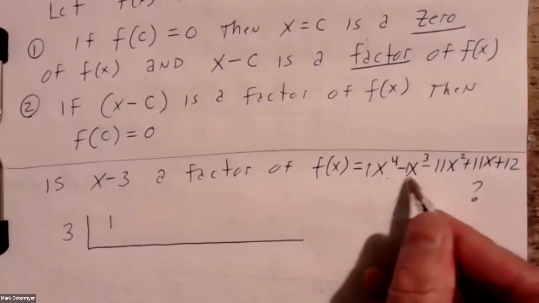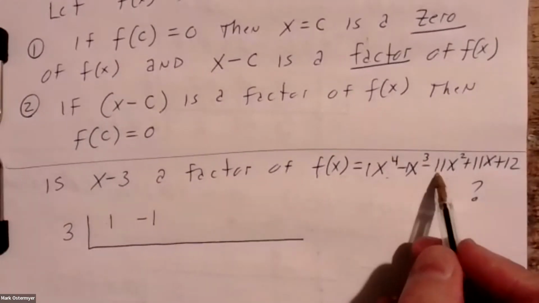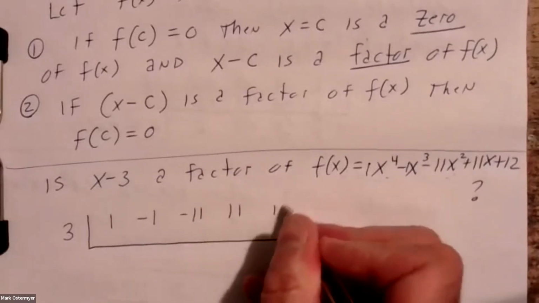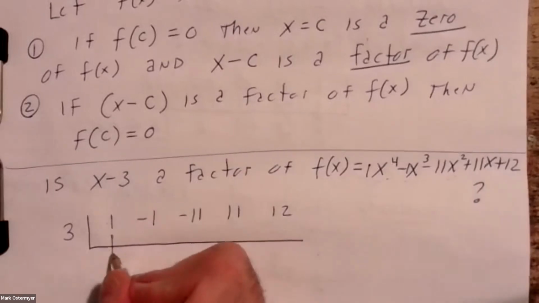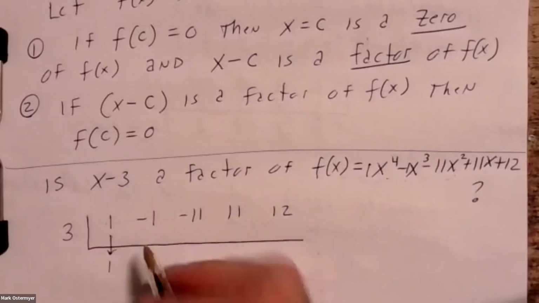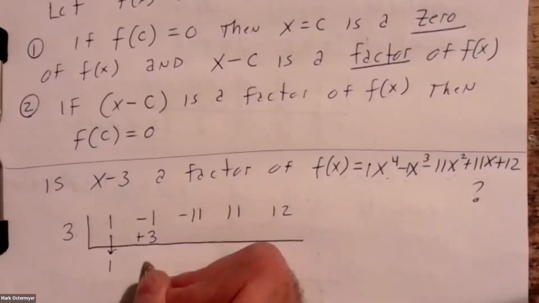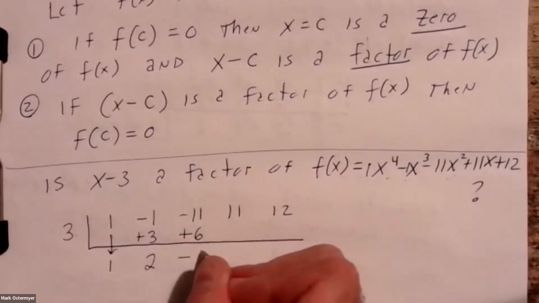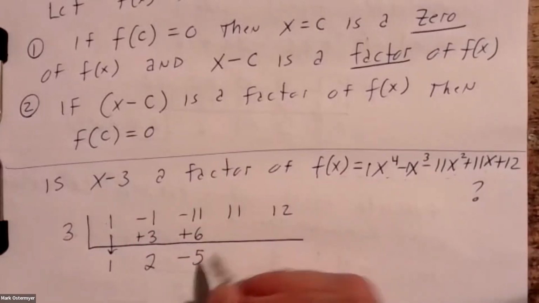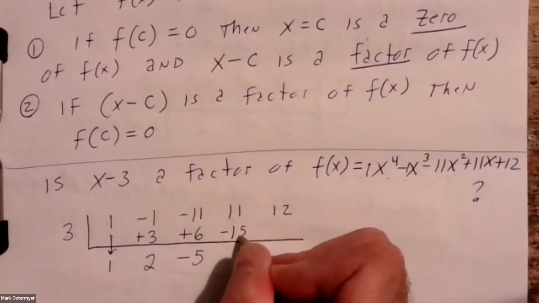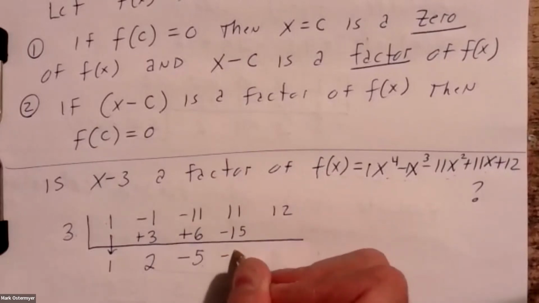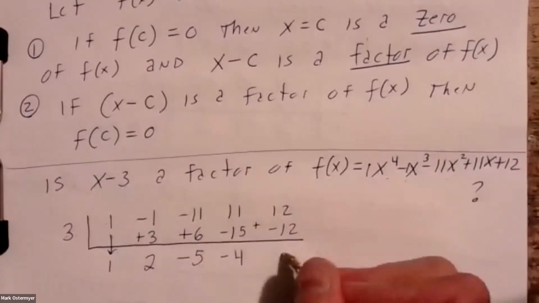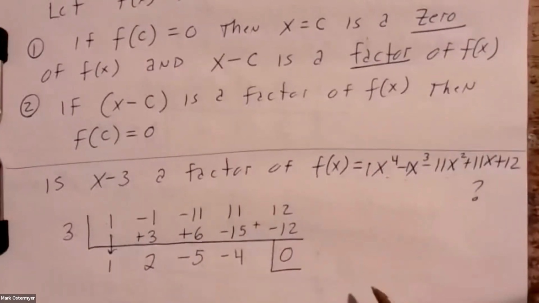So 1, -1, -11, 11, and 12. Notice no placeholders necessary here. Let's do our synthetic division. 3 times 1 is 3, bring number up and add. You get 2. 3 times 2 is 6, bring number up and add, you get -5. Multiply, 3 times -5 is -15. Bring number up and add, you get -4. 3 times -4 is -12. Bring number up and add, and sure enough, we get a 0 remainder.